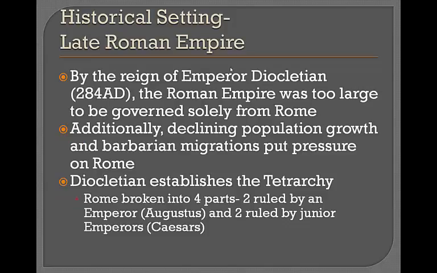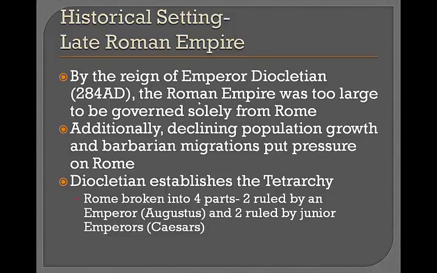So, historical setting. How does feudalism come about in Western Europe in particular? Well, the place to look when analyzing when feudalism started to develop is as the Roman Empire is declining in power and strength. And there are different places you can look to. There are different emperors you could point to, different events that happen in the Roman Empire that signal the decline of the empire.